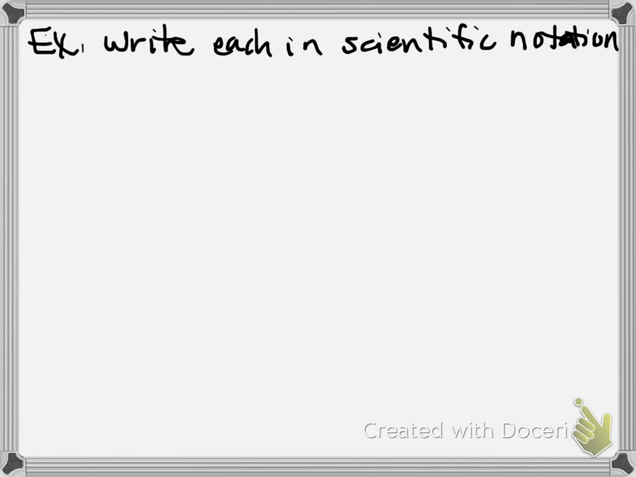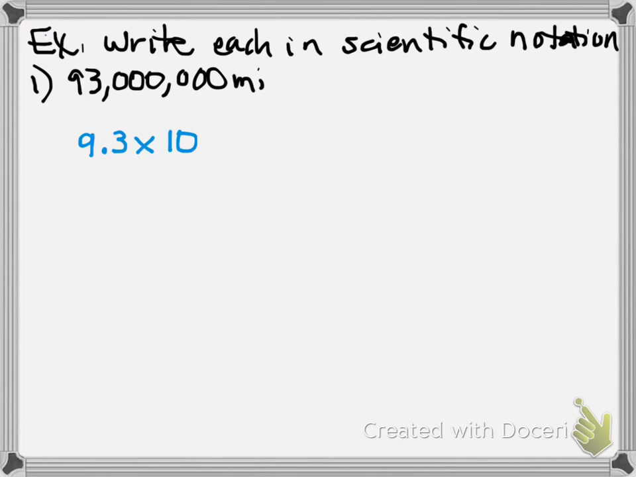So one of the numbers that he mentioned in the video was the distance from the Earth to the Sun, and that's estimated at 93 million miles. So, Connor, when I move my decimal point and I stop, what number am I going to end with for my scientific notation? 9.3. Excellent. So I'm going to get 9.3.